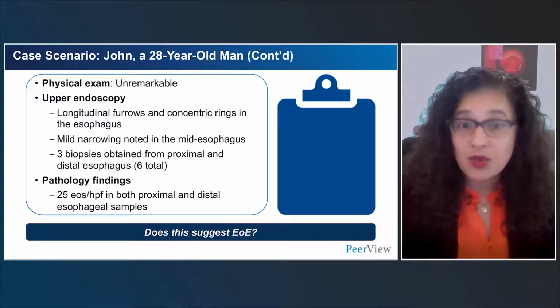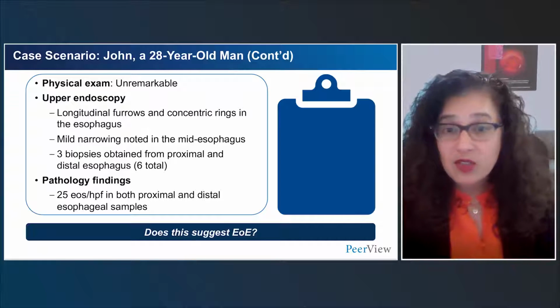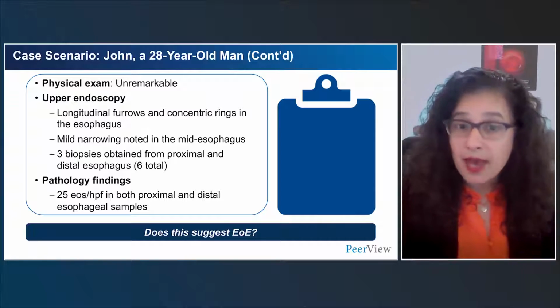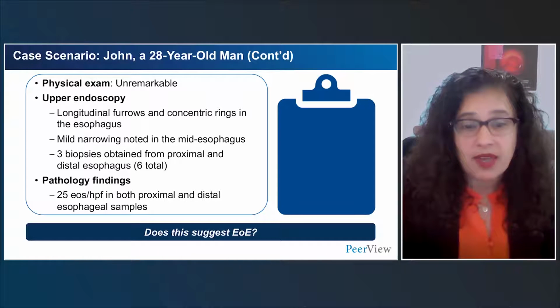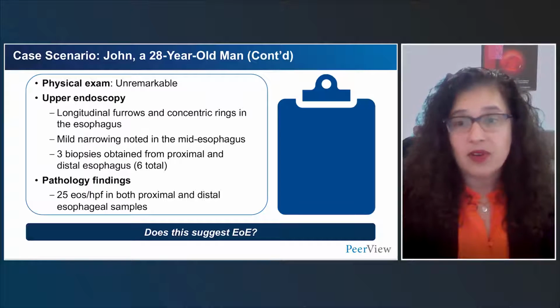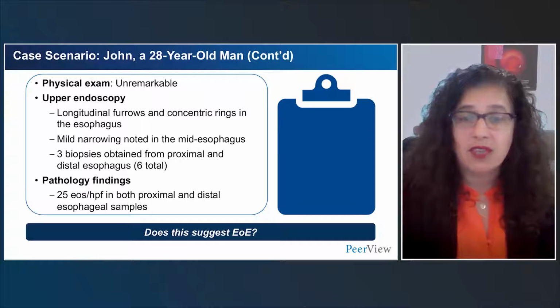Well, there are certain clues: that intermittent dysphagia, the self-limited food impactions in a patient who's atopic and has all these endoscopic findings. So, certainly, this is very classic for a diagnosis of EoE.